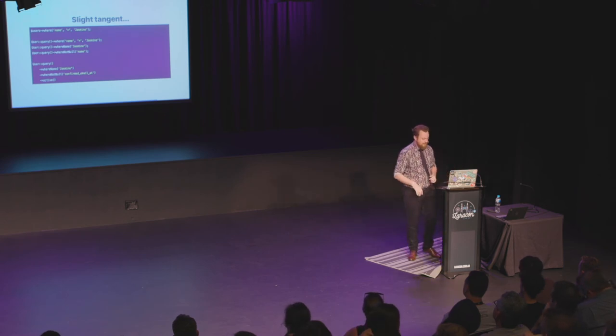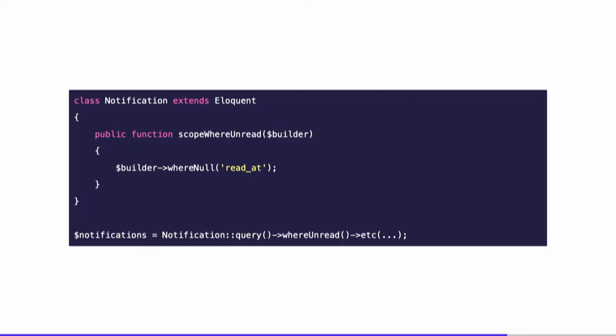So that's just kind of a side thing, which gives you some context into why I'm doing it here. We're talking about a consistent API for filtering. So this is on our notification class, our Eloquent model. You can see that we've got a scope here called where unread. And then down below, you can see us using it. So we've got notification query, where unread, do all our other stuff that we're going to do.